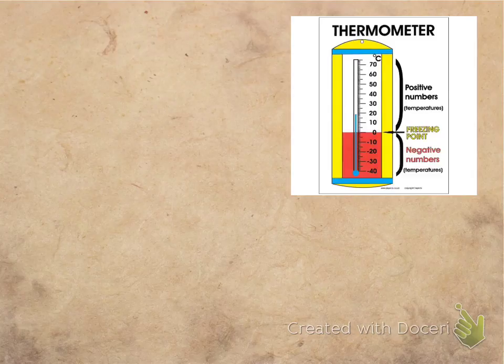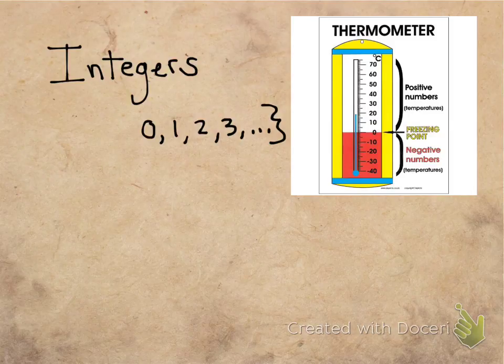Eventually, you're going to reach a situation where you need to have numbers that value less than 0. For example, with temperature, the positive numbers are going to be above freezing in Celsius, and then the negative numbers would be temperatures below freezing in degrees Celsius. This list of all of the positive whole numbers, including negative whole numbers, is called integers.